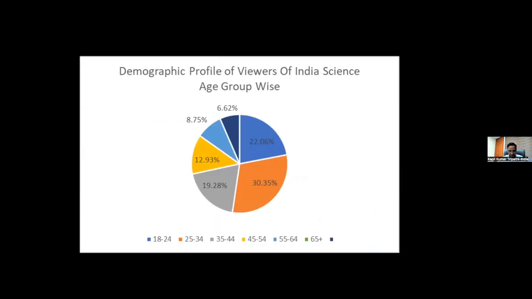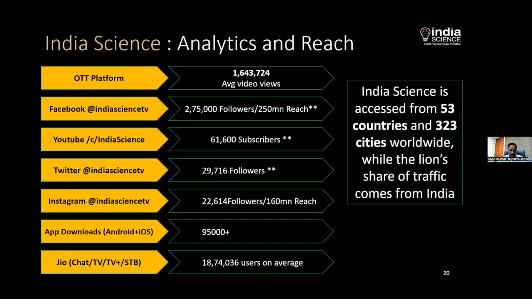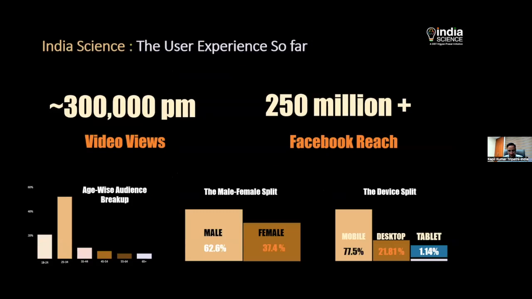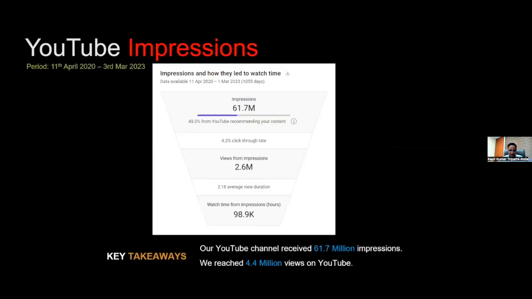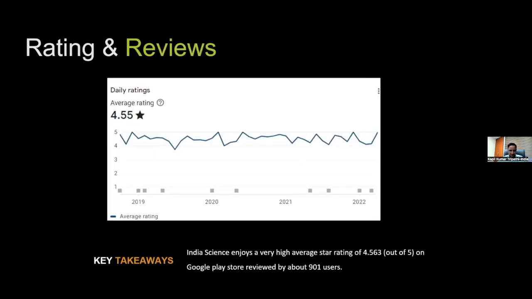These are some profile videos, and we have described the audience age-wise. We have around 250 million reach for this channel, and the average video impression time is 2.18 minutes. The average rating of this channel is 4.55.